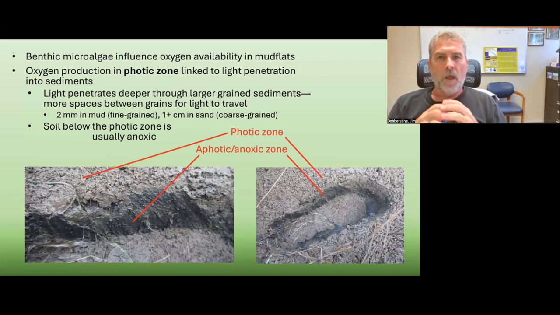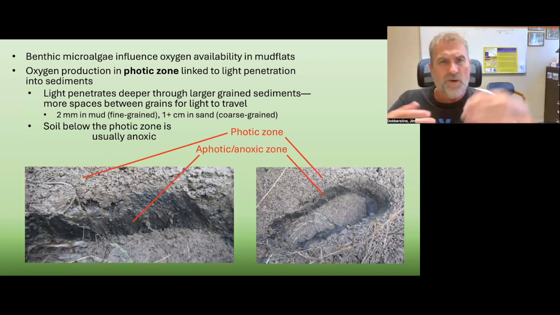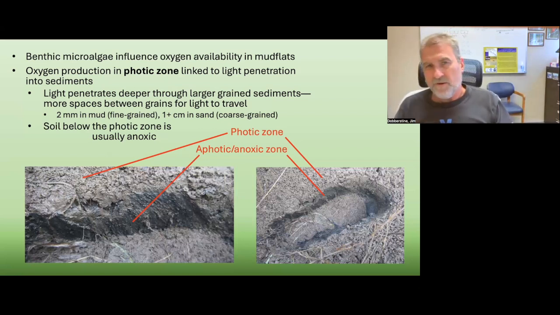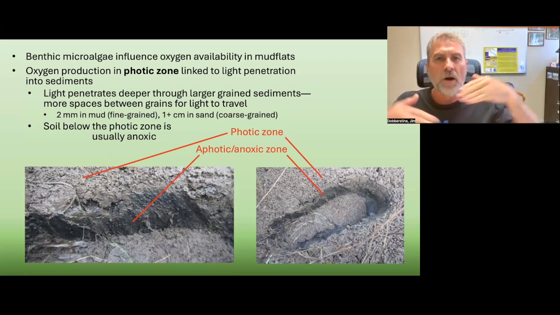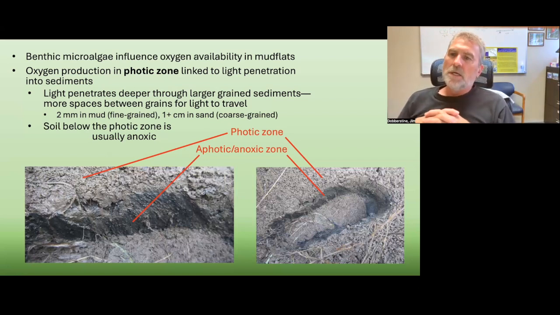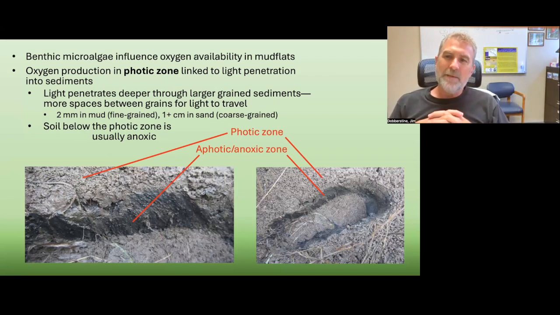So think about riprap along the shoreline, those great big rocks. You can stick your hand way down into those, right? The spaces are huge. Get into smaller gravel, maybe you can get your finger in there, maybe not. As the soil particles continue to get smaller and smaller, the interstitial spaces get smaller and smaller, and that reduces how far light can penetrate in between those individual soil particles. So typically, soil below the photic zone is usually anoxic.